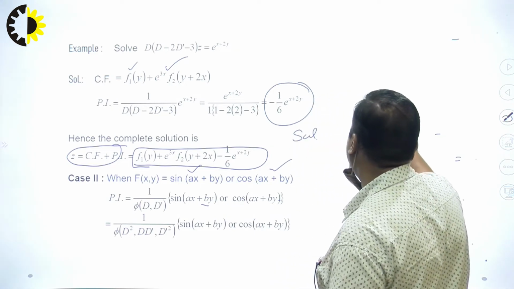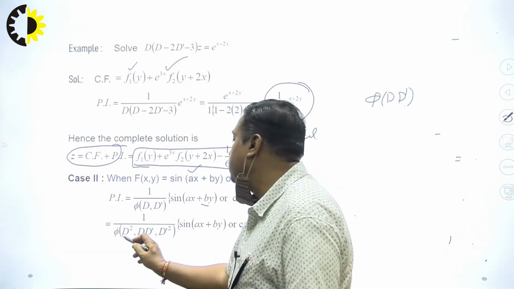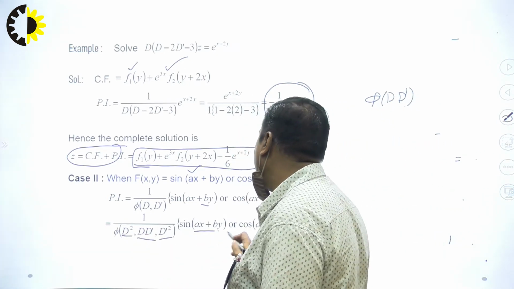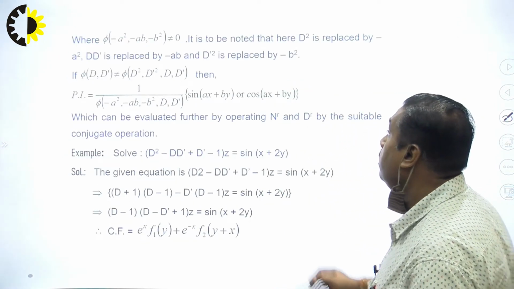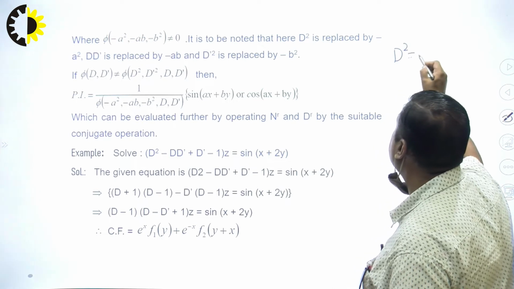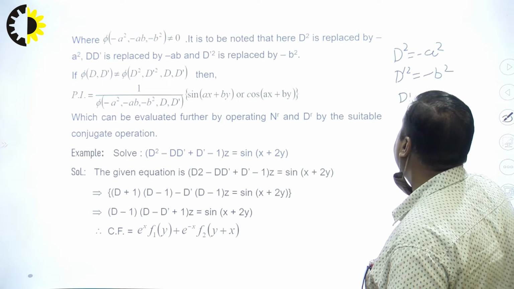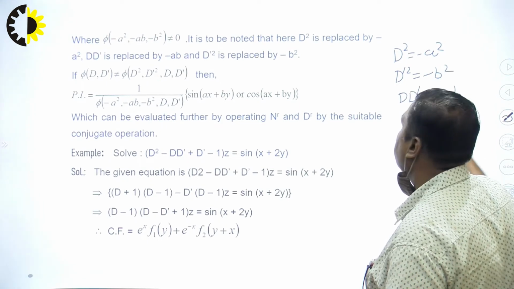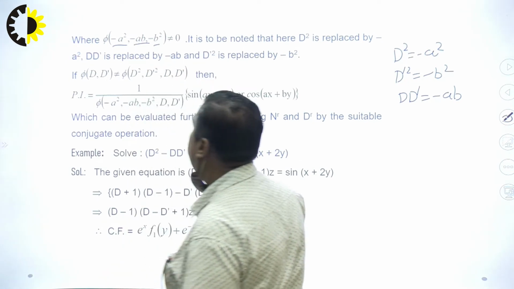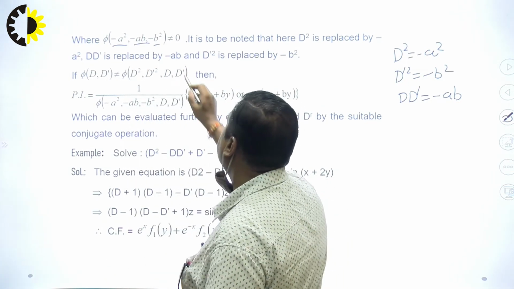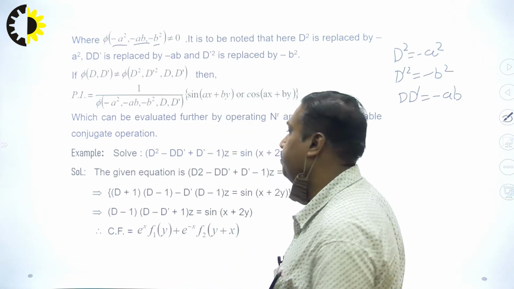Phi D, D dash means there is a function of second degree, third degree, and so on. That means D square, D dash square, or a function of sin ax plus by or cos ax plus by. And replace here D square by minus a square, D dash square by minus b square, and D D dash by minus ab. And the function becomes minus a square minus ab minus b square. And it must be remembered that it should not be equal to 0. Otherwise, the function cannot be operated.